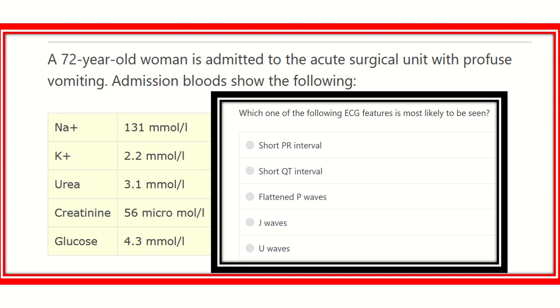This is the physiology portion of the MRCS exam. Here is the question. A 72-year-old woman is admitted to the acute surgical unit with profuse vomiting.